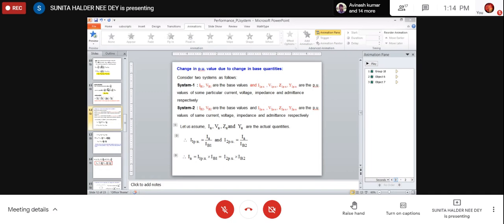Among these four, if any three are known, then we can calculate the remaining one. So to change the base, if you know the per unit value for a particular base, and want to change that base quantity, we have no need to know the actual quantity. We can easily calculate the per unit value of the quantity in the new base system if we know the old base and old per unit value. That is sufficient. So simply, I2 per unit will be I1 per unit into IB1 by IB2.